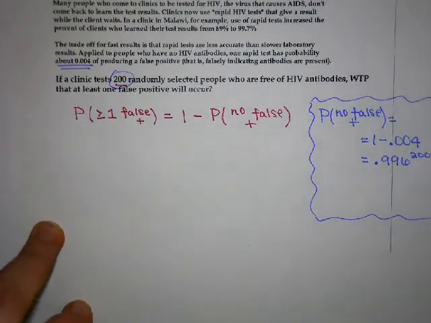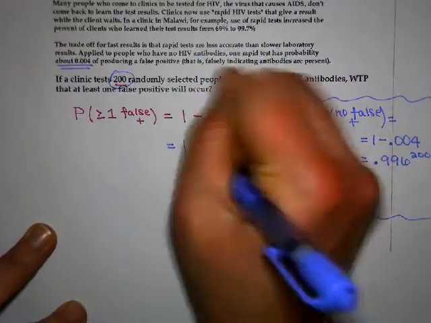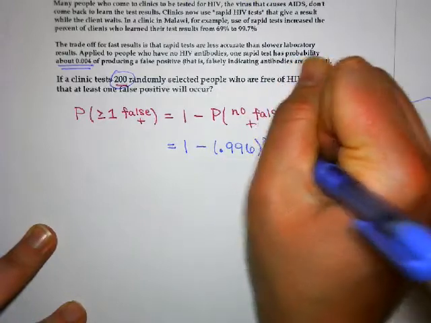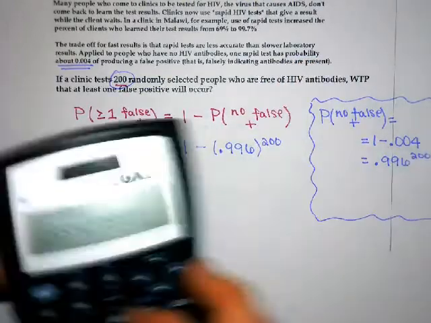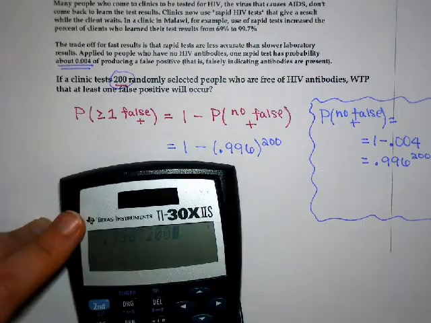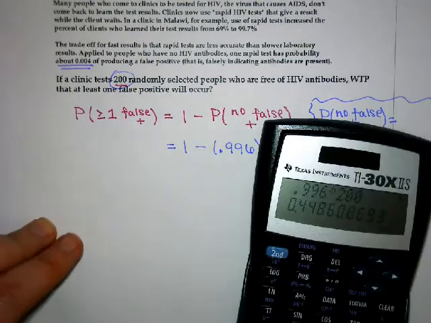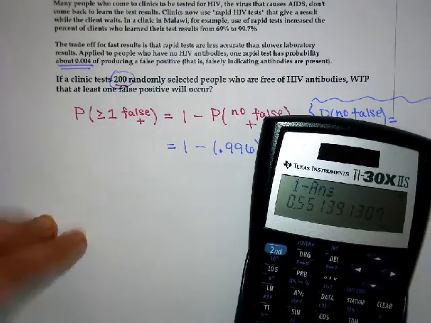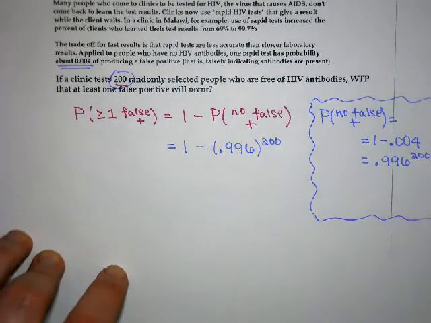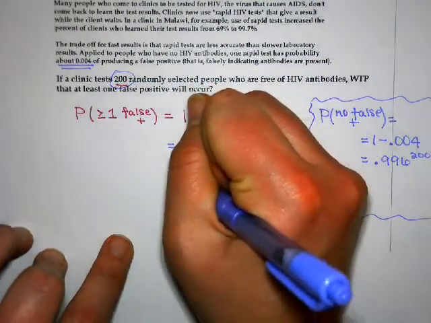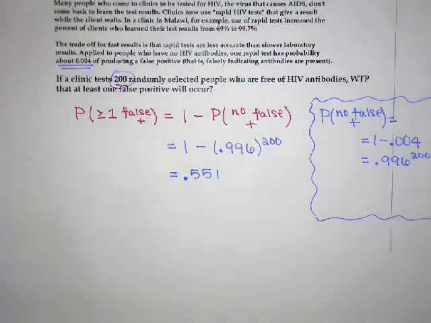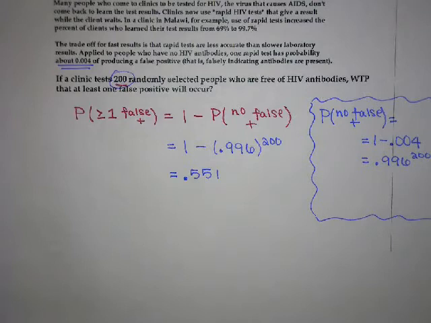So we have 0.996 raised to the 200th. And 1 minus that. So the probability that we get at least one false positive is about 55%. That's really high. Questions on that one?